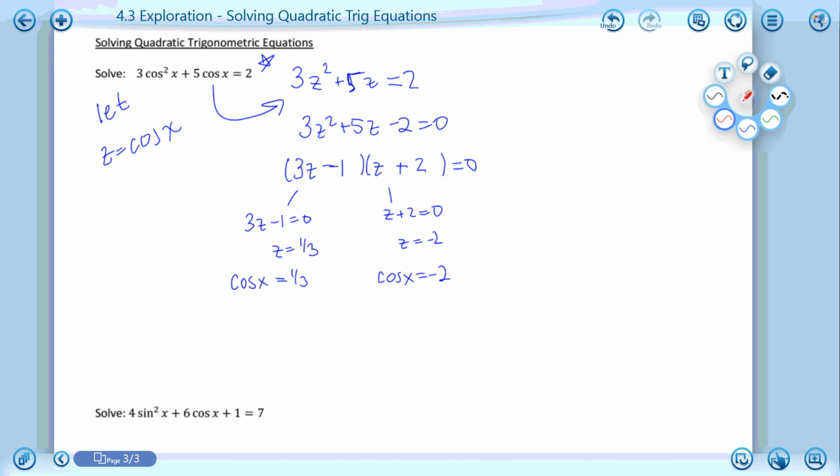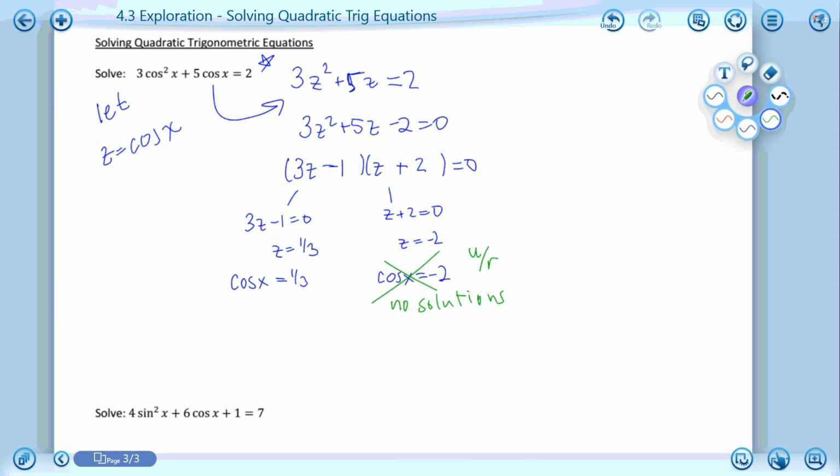Now I can immediately reject this one as having any solutions, right? There's no solutions here. And the reason there's no solutions is because cosine of x is a ratio u over r. And u over r is a ratio. R is always a side of a triangle that is longer than the u side of the triangle. So therefore, this ratio can never be greater than 1 or less than -1. So u over r is never going to be equal to -2. There are no angles that have that property.